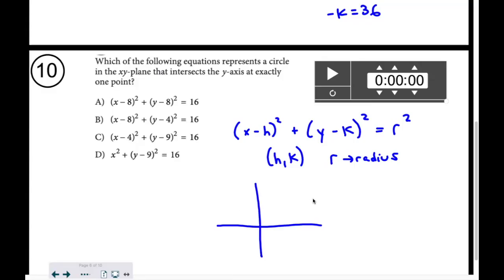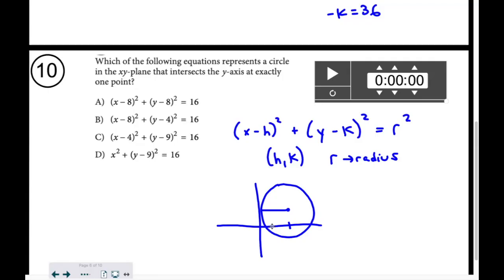imagine if you have a circle that is tangent to the y-axis. So I don't know, just something that looks like this. That would mean that the center would be here, and the radius that I could draw would be here. So the radius would have to equal the x coordinate of the center. And the opposite of that would be true too. If it was tangent to the x-axis, the radius would equal the y coordinate of the center.